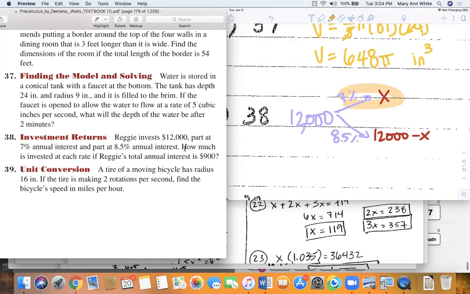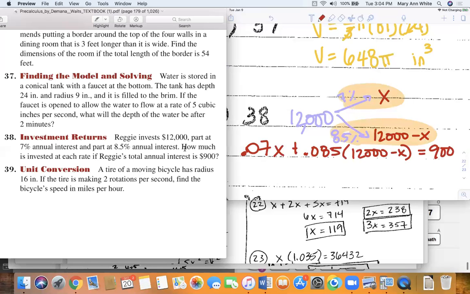I can make these an equation, so I can do 0.07 X plus 0.085 times 12,000 minus X. And it says we want his total annual interest to be $900. So together, that should equal $900.